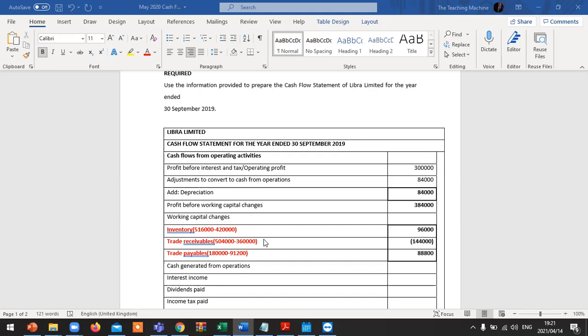All right, what about trade payables? Always think of the financial institution. If the money that you owe increases, it means you went again to acquire more loans. So this one, always think of loan, or money borrowed.